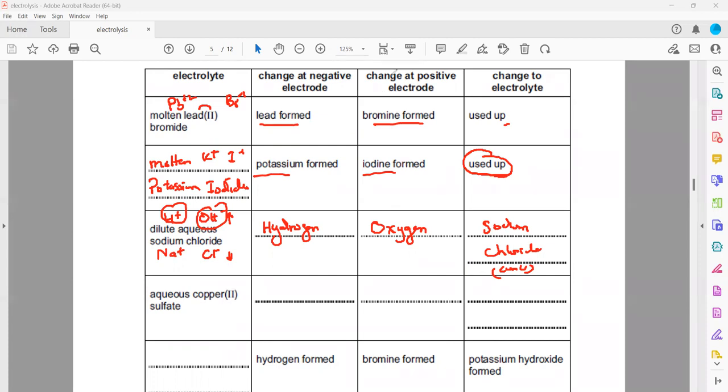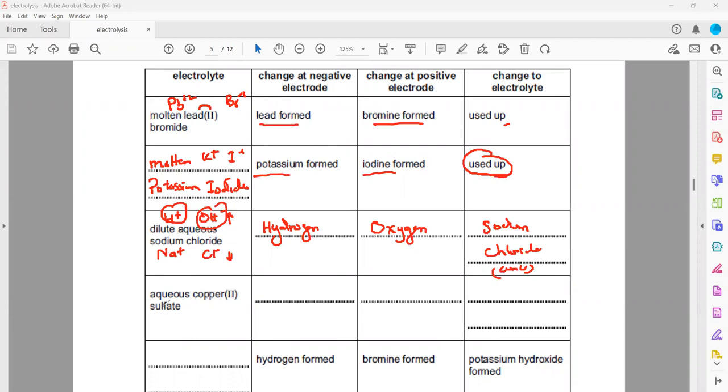The only acceptable answer for the positive electrode is oxygen. Water is not acceptable because water is already there. If any new thing is formed, that we have to mention. So they don't accept water. If you mention water, it's not acceptable, as water is already there, it's an aqueous solution.